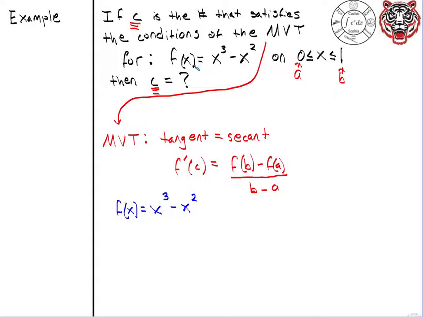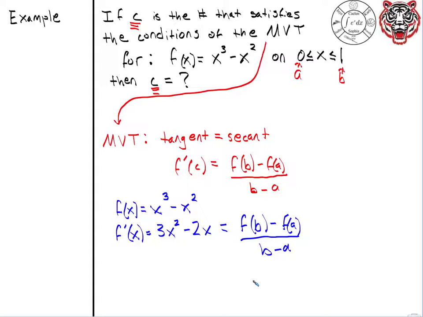So how are we going to get some f prime? Remember, we need an f prime of some value. How do I get f prime? Take the derivative. The derivative is what? Yeah, 3x squared minus 2x. Perfect. And that's still being set equal to my f of b minus my f of a all over b minus a.